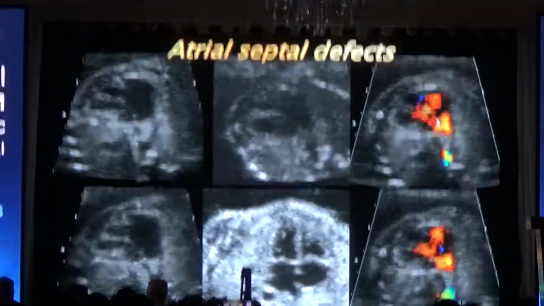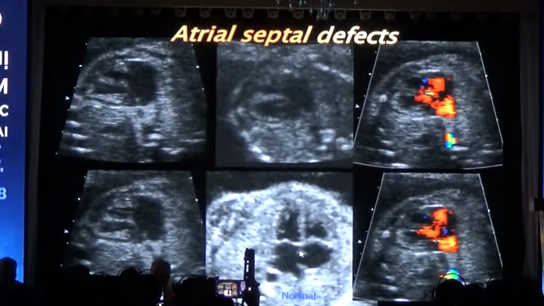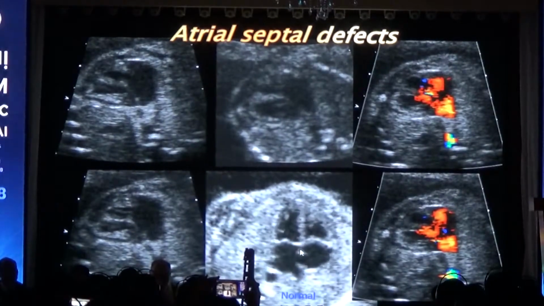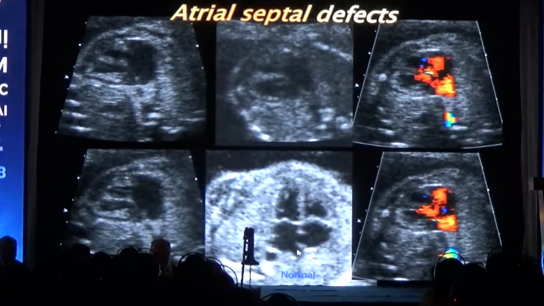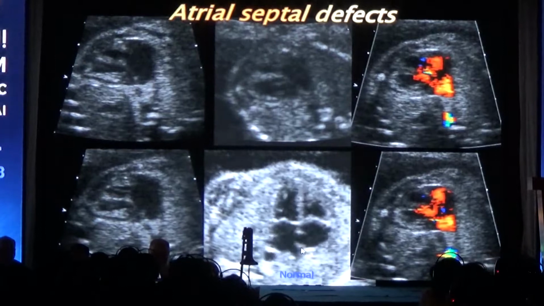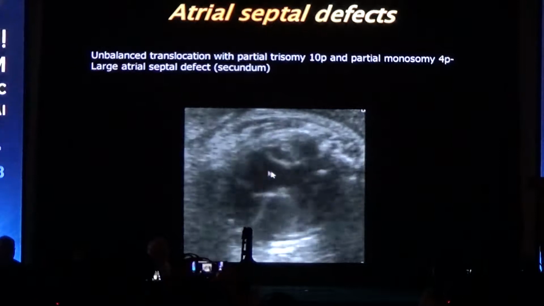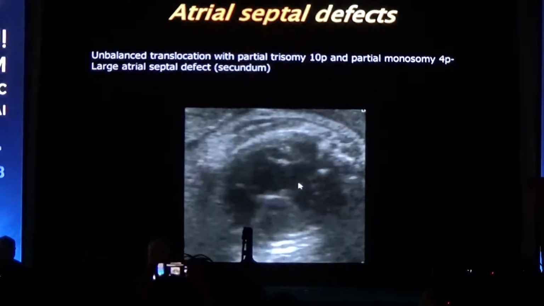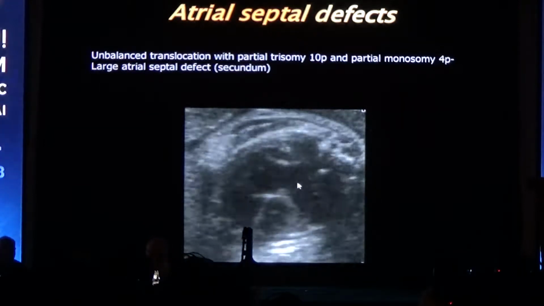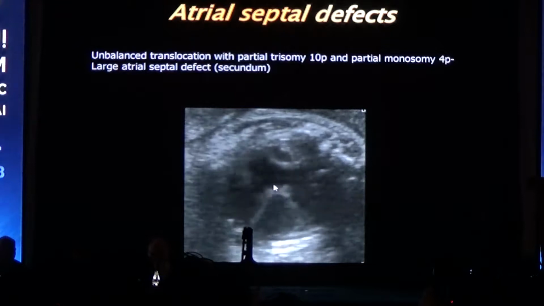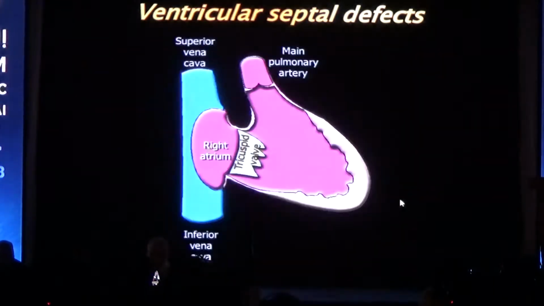And when you put color Doppler, you can see continuity of the Doppler signal between the two. This is a segment here in a normal heart, which is missing in the ostium primum defect. So in ostium primum, you will see this section of the interatrial septum, but you will not see this section here. So here's a large communication between the two atria. This is a baby that has a partial trisomy 10p and a partial monosomy 4p, but you could have something similar in babies that have trisomy 21. So, large communication between the two atria.